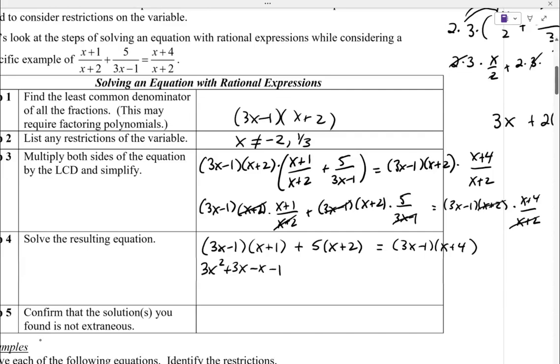Okay. All right. Do all your distributions, right. 3x times x gives you the 3x squared. 3x times 1 gives you 3x. Minus 1 times x is minus x. Minus 1 times 1 is negative 1. What do you get when you do the next distribution? Good. 5x plus 10.